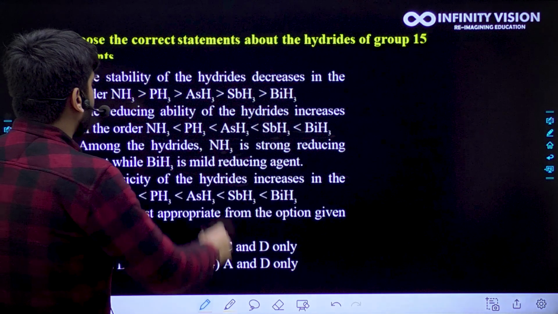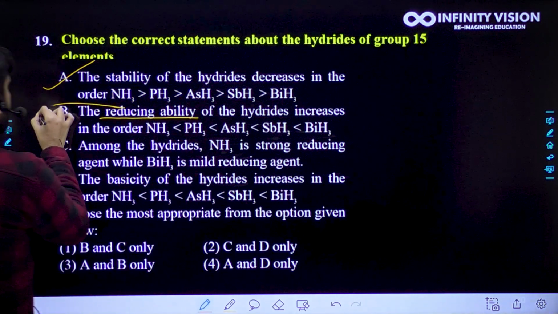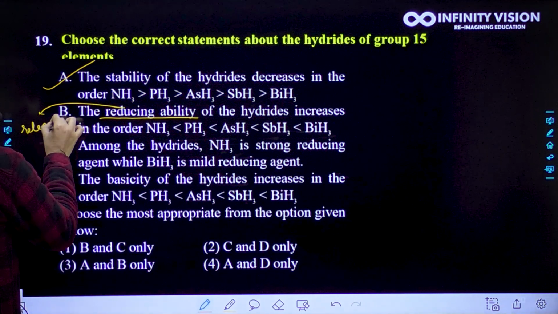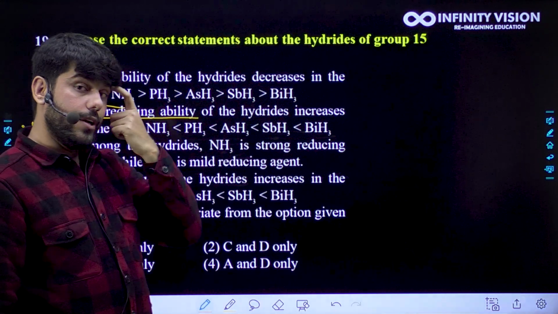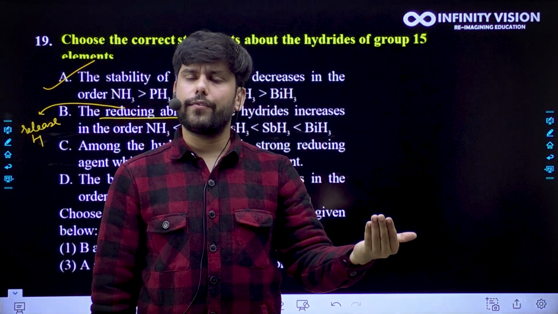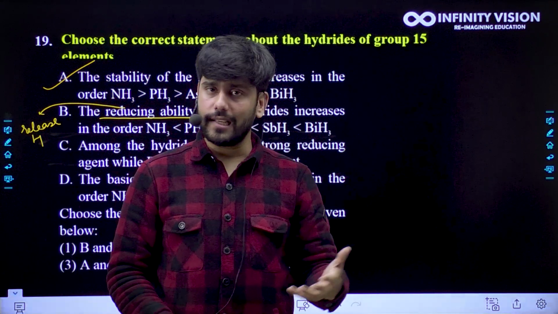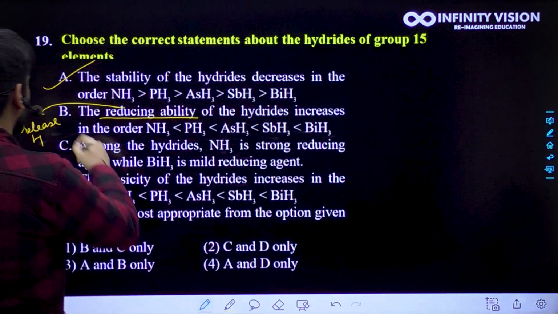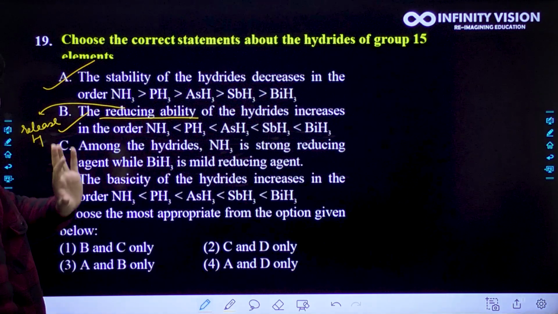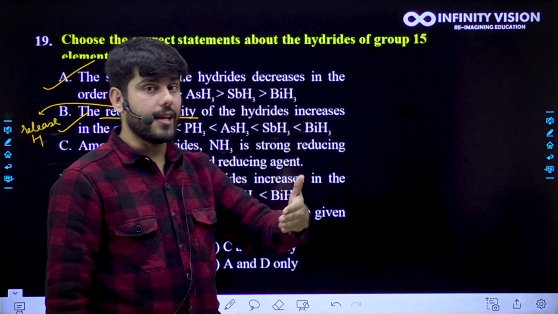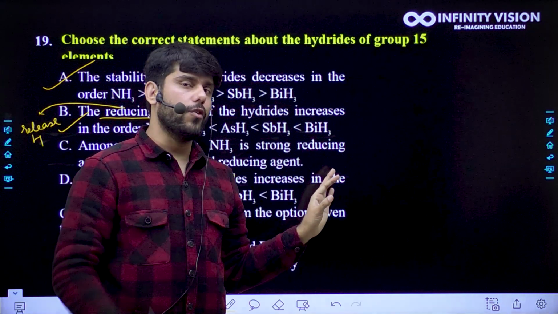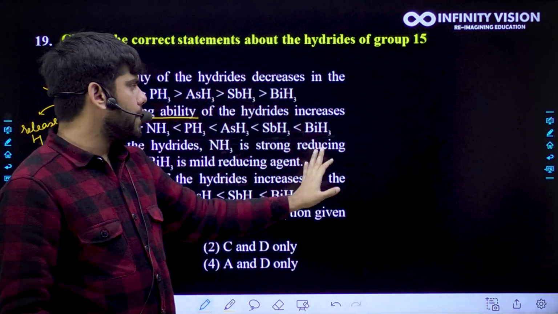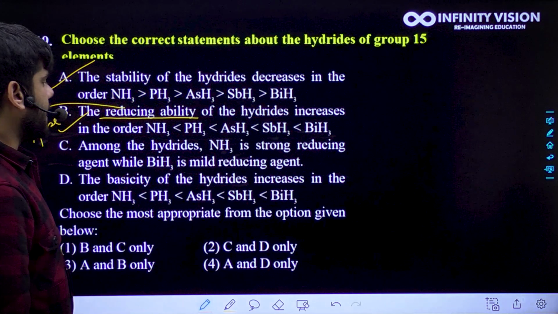The reducing ability, which is the ability to release H, of the hydrides increases in this order. Now, the weaker the bond, the more easily the hydride will release H. So this is again true. This statement is also correct because in BiH3 the bond is the weakest, the bond strength is the lowest, and hence the release of H will be most facile in BiH3.